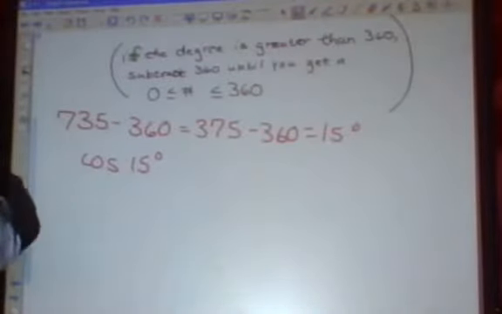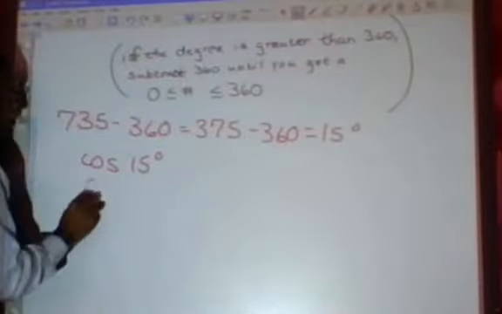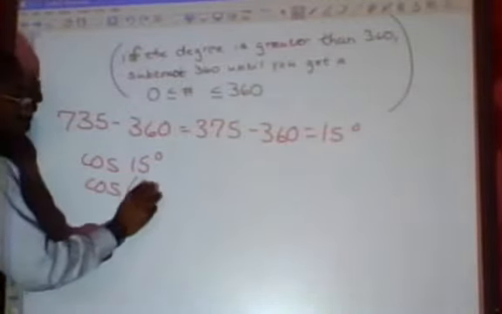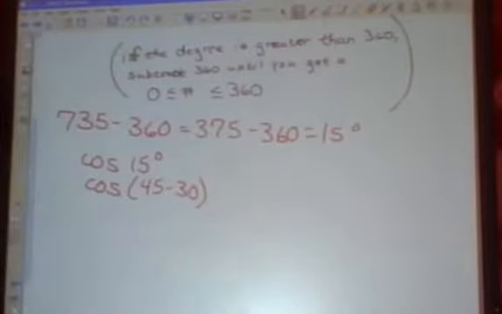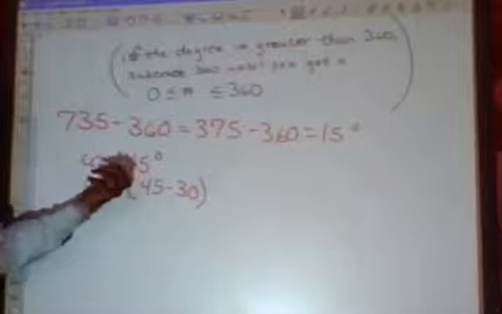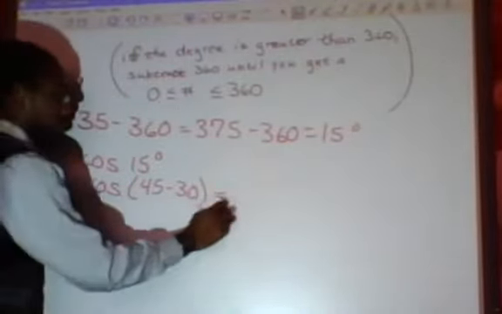So in this case, I'm going to go simple, very easy. I'm going to go with cosine of 45 degrees minus 30 degrees. Both of those are on our chart, and if you subtract those, that gives you 15. That'll work. So let's go ahead and deal with our cosine here.